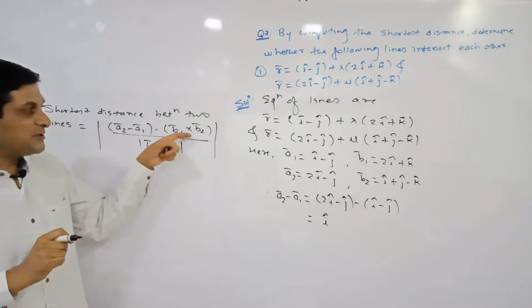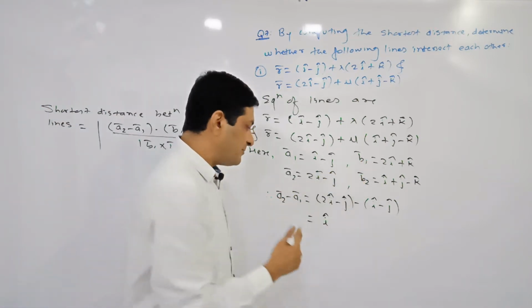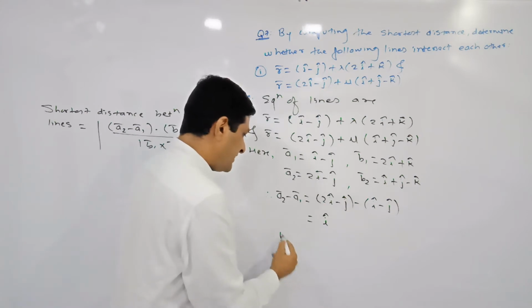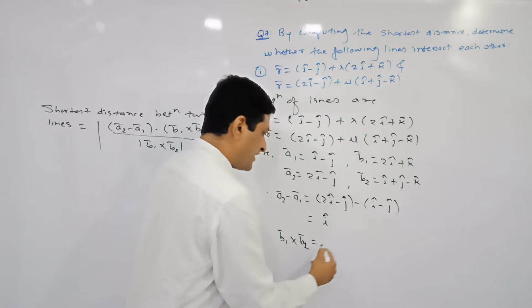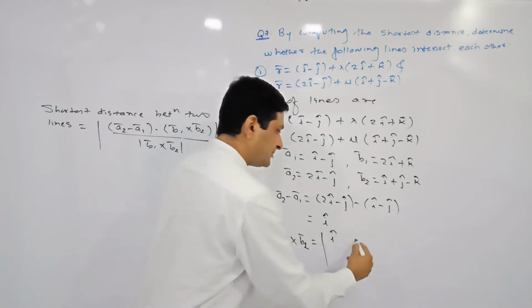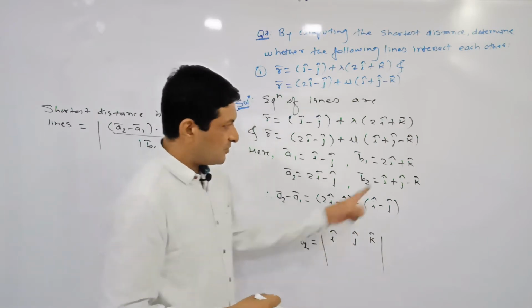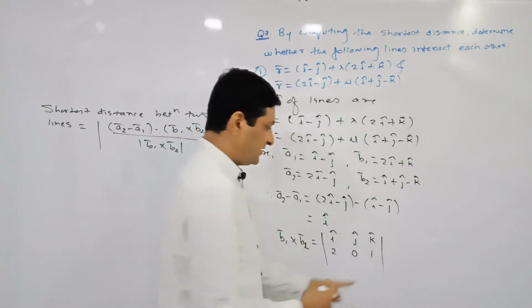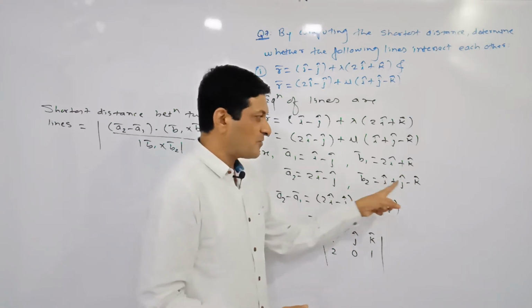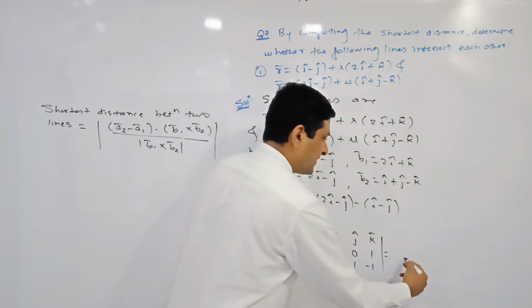The second required value is the cross product of b1 bar and b2 bar. The values of b1 bar and b2 bar are known to us, so find their cross product. The cross product of b1 bar and b2 bar will be equal to the determinant. In the second row, what will we get here? 2, 0, 1. And the elements of the third row are 1, 1, minus 1. Let us simplify this determinant.